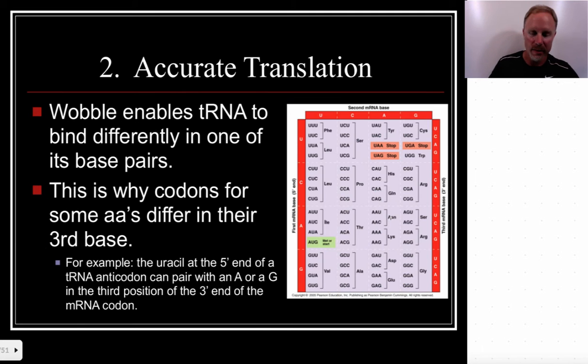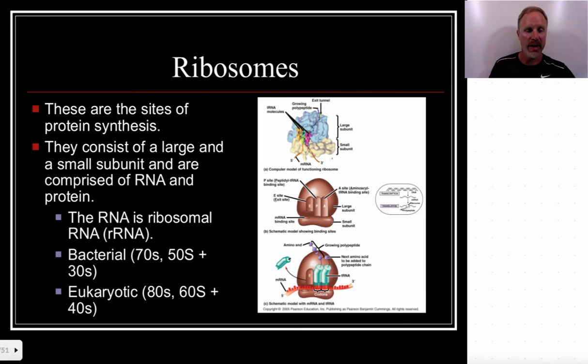Okay, so that's the accurate translation. And when we refer to, for instance, wobble, we can get some forgiveness in one of the base pairs. So this is why, when you look at the codons for some of the amino acids in their third base, for instance, if we look here, the third base of leucine can accept UUA or UUG. So it can accept an A or a G in that third place on the messenger RNA codon, and that's called wobble, and that's some of the forgiveness that's actually occurring.